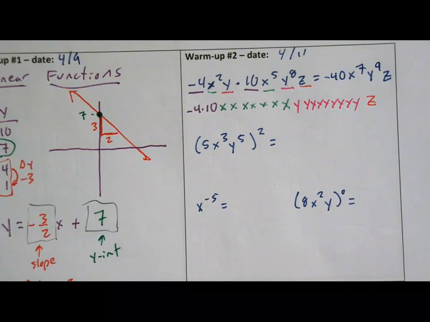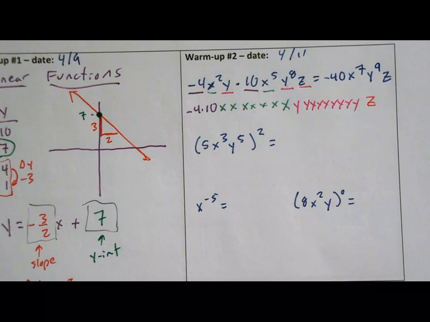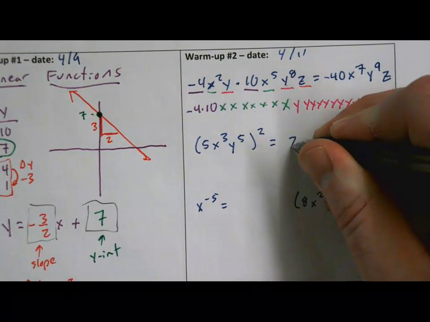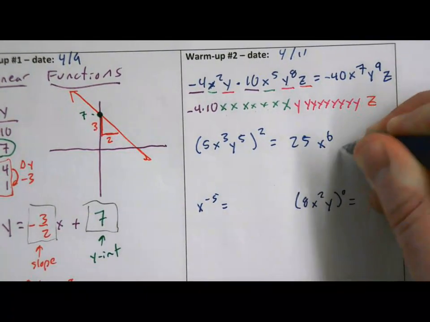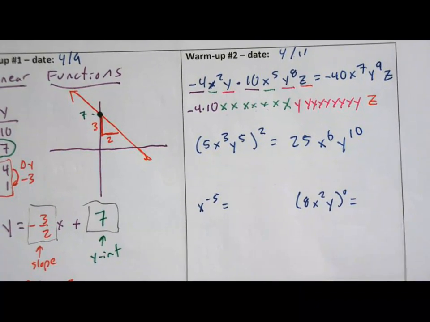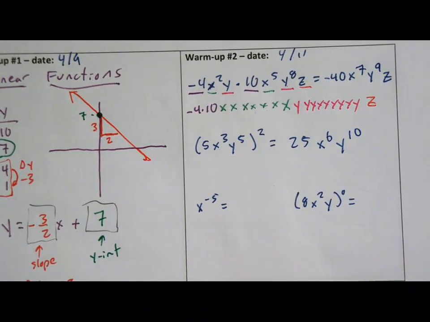Let me give you the answer for the next one, and then you can decide, based on whether you got it right or wrong, whether you need to write out the steps for this one. The correct answer here is 25, x to the 6th, y to the 10th. If you did not have that exact answer, then you need to pay attention while I go over how to do this. I see a lot of erasers coming out right now. You guys need to pay attention.